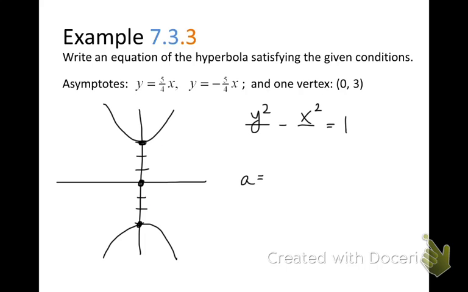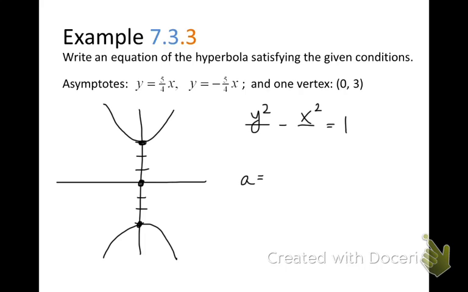Remember that the slope is just a simplified fraction. Just because the slope is 5/4 does not guarantee that a is 5 and b is 4. It could be that a is 10 and b is 8, right? It could be any fraction that simplifies down to 5/4. So you don't want to just say that the top number is a and the bottom number is b, because you have to keep in mind that it could be simplified, right?